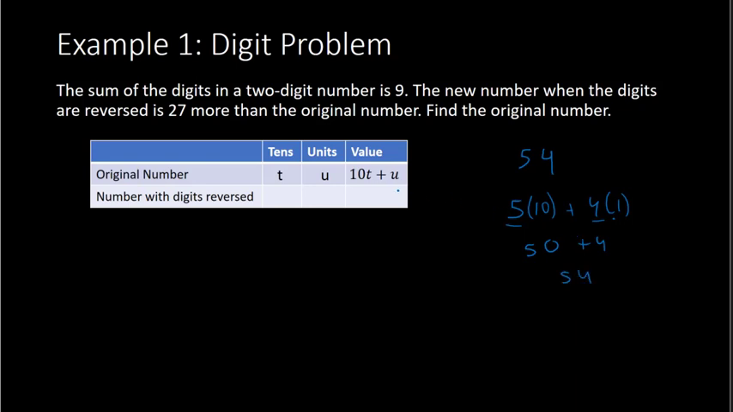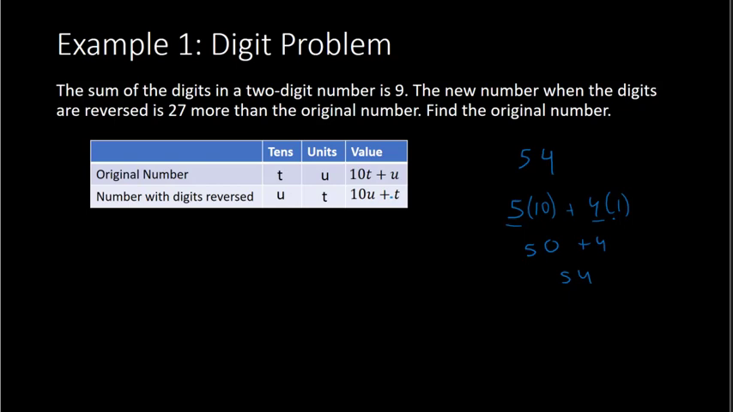So that's what we're doing here. We're taking 10 times the tens place, that number, plus 1 times the ones place. So that's where this comes from. Now we're doing the same thing, but with the numbers being reversed. So we switch the tens and the ones place. Instead of a t, this is going to be a u. Instead of a u, this is going to be a t. Alright, so the value is the same thing. This tens place is 10 times u, plus the units place is 1 times t. So we have 10u plus 1t.